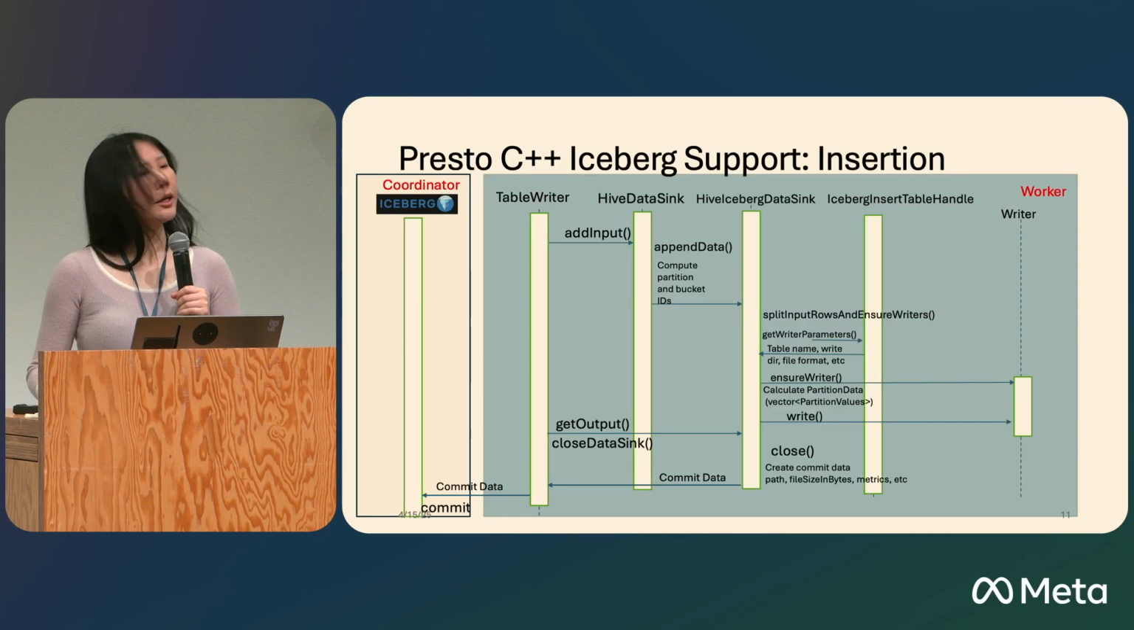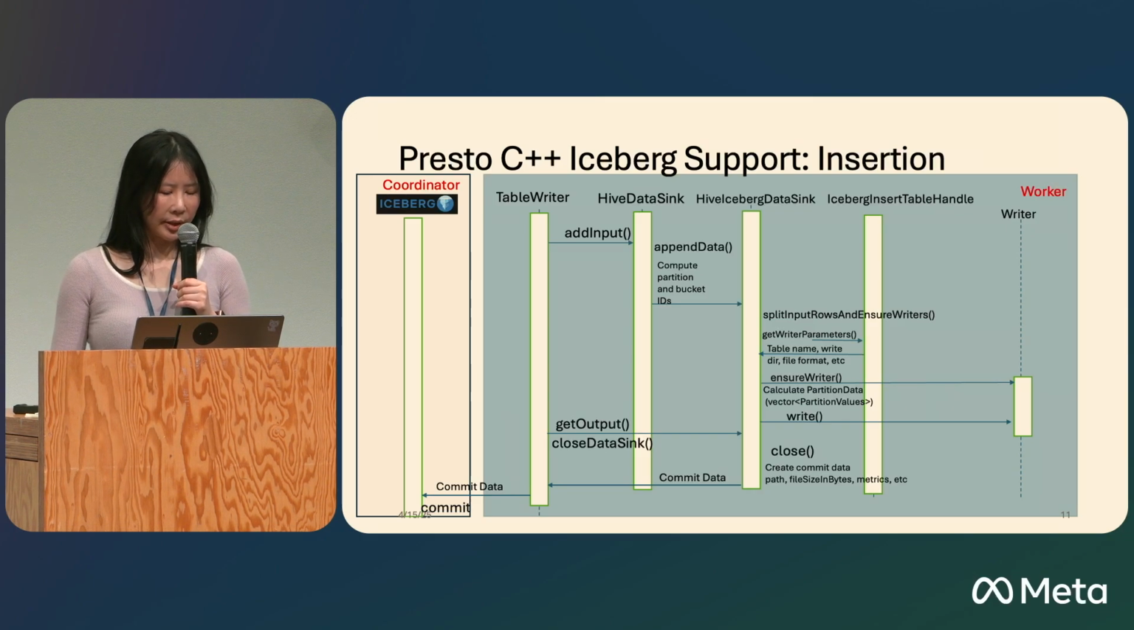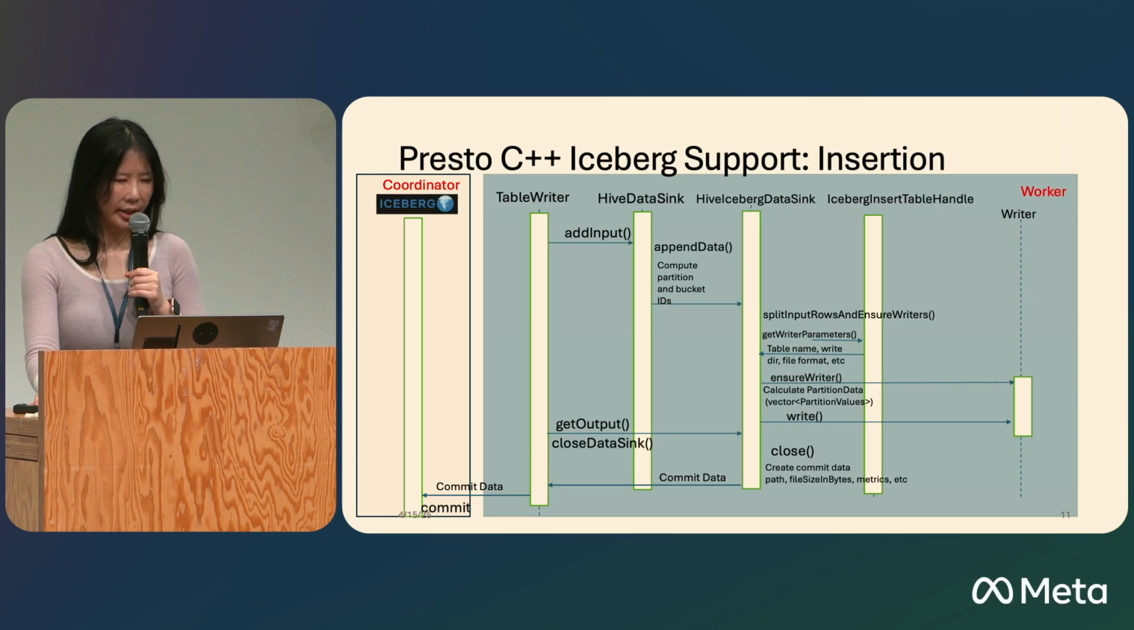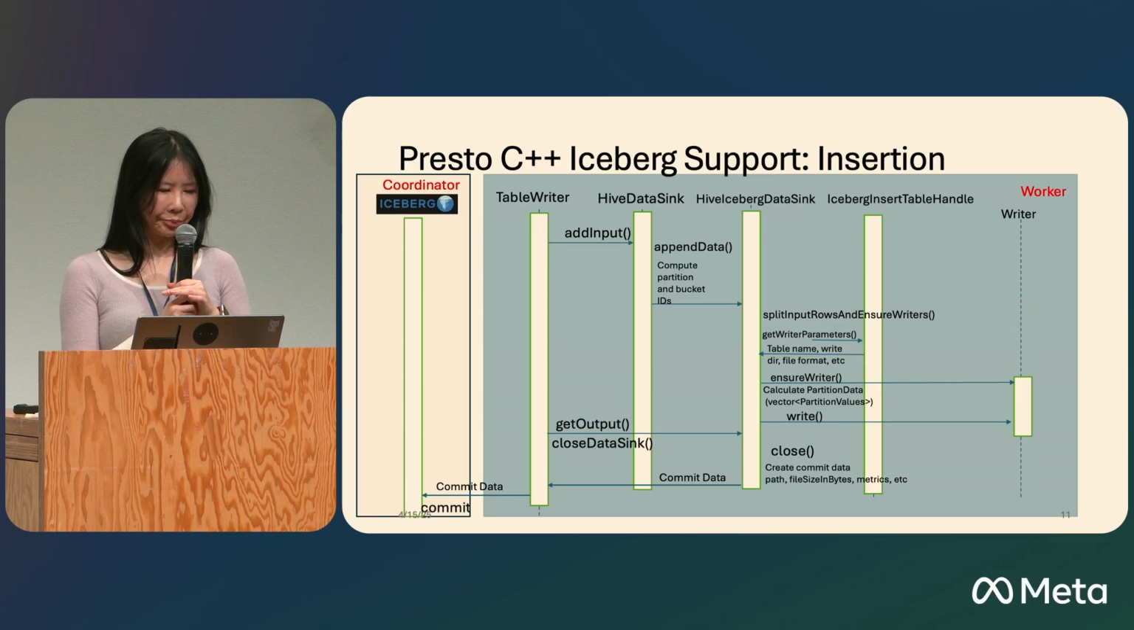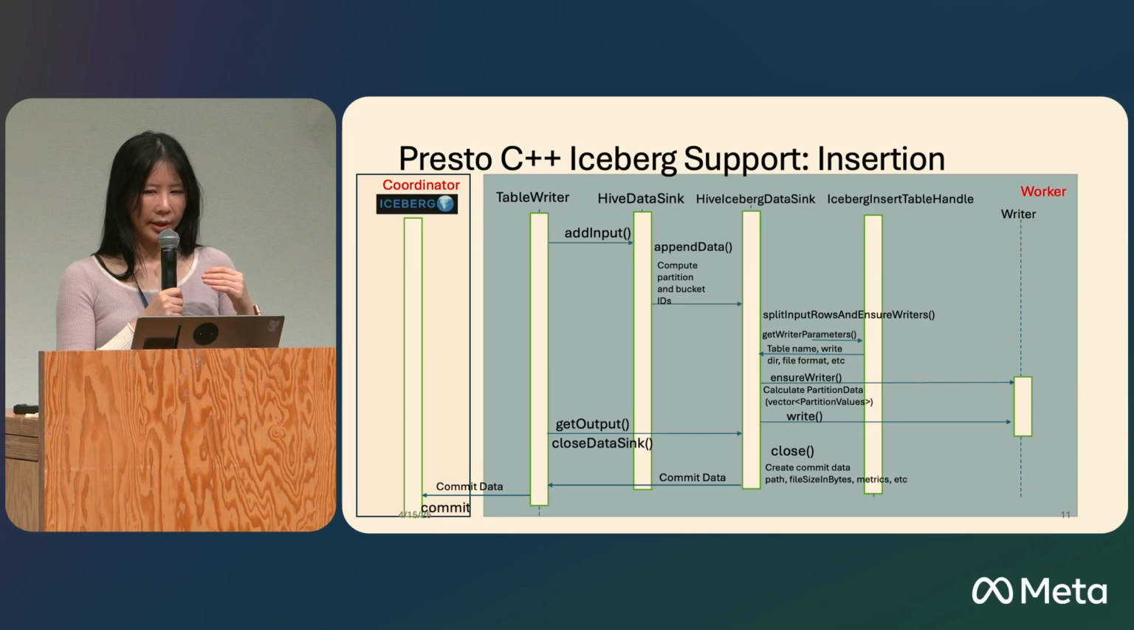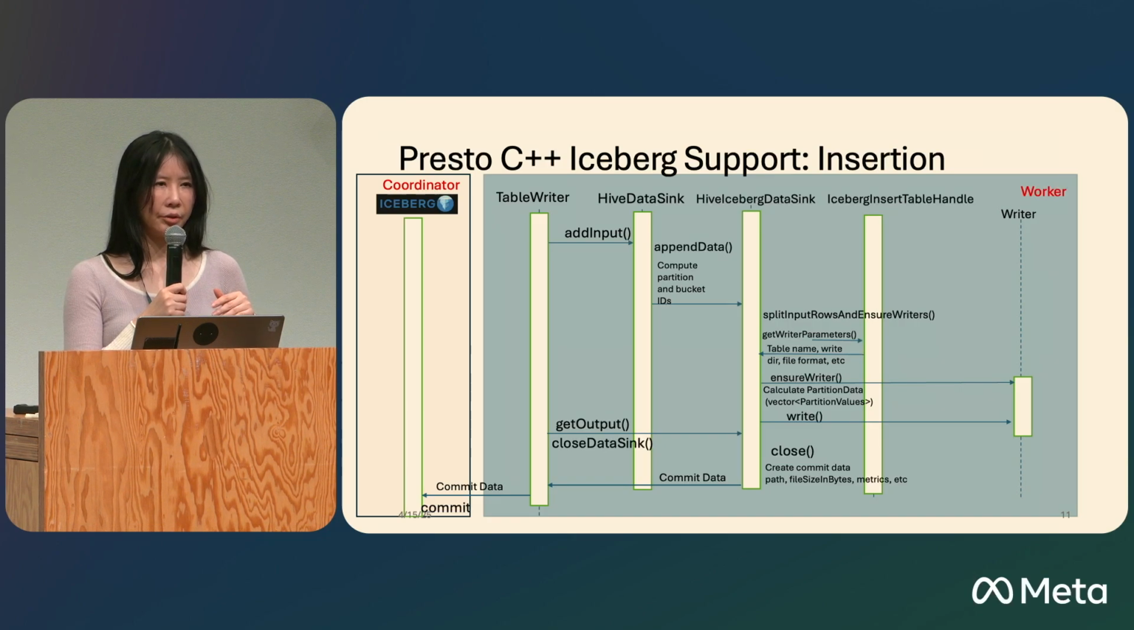All right, so next I'm going to talk about the insertion implementation. With insertion, everything else is very similar to Presto Java, except that the writer part is done in the worker, in Velox. And in our task, because we use Parquet, this would default to the Parquet writer, which was originally copied from Arrow. So this is the whole process.